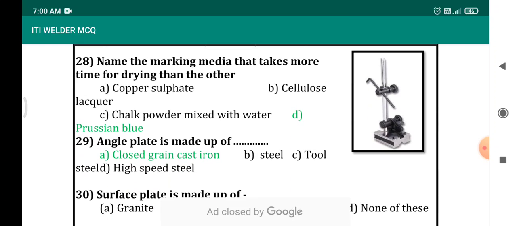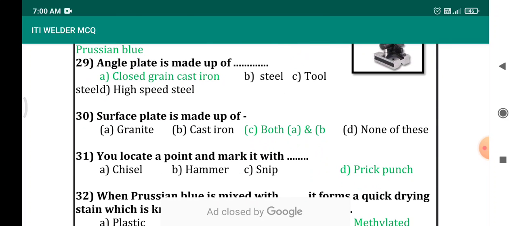Name the marking media that takes more time for drying than others. Copper sulphate, cellulose sugar, chalk powder mixed with water, Persian blue. The answer is Persian blue. Angle plate is made up of closed grain cast iron, steel, tool steel and high speed steel. The angle plate is made up of closed grain cast iron.